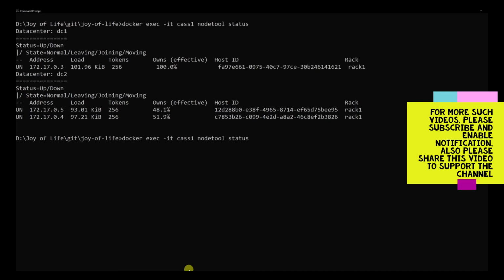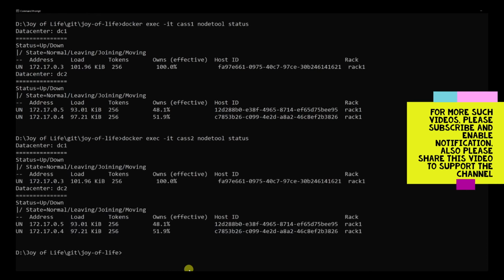So let's go into CAS1. You can go to any CAS, you can query from any node. Oh, I used the nodetool by mistake.